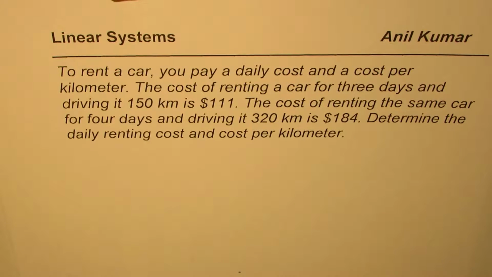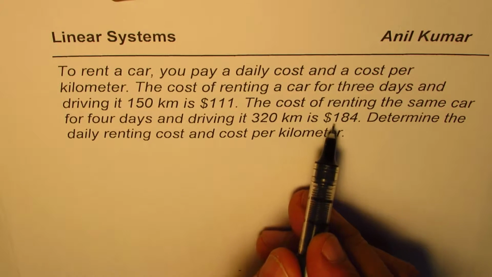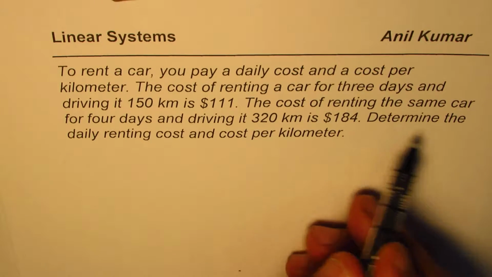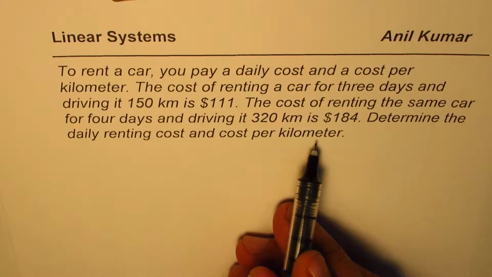The question is, to rent a car, you pay a daily cost and a cost per kilometer. The cost of renting a car for 3 days and driving it 150 kilometers is $111. The cost of renting the same car for 4 days and driving it 320 kilometers is $184. Determine the daily renting cost and cost per kilometer.